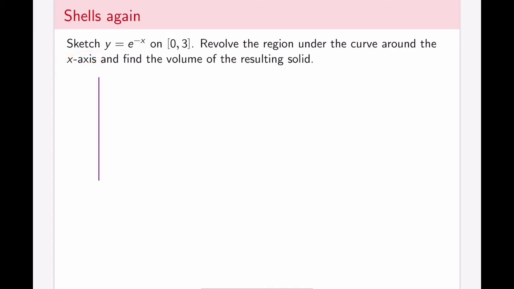So first of all, I'm going to draw out my curve, and I have that it's e to the negative x, so it's an exponential function, a decaying exponential function, something like this, right? And I'm interested only up until 3, so let's say this is my point 3. I notice that if I plug in 0 here, e to the negative 0 is 1, so I know that this is up at 1.